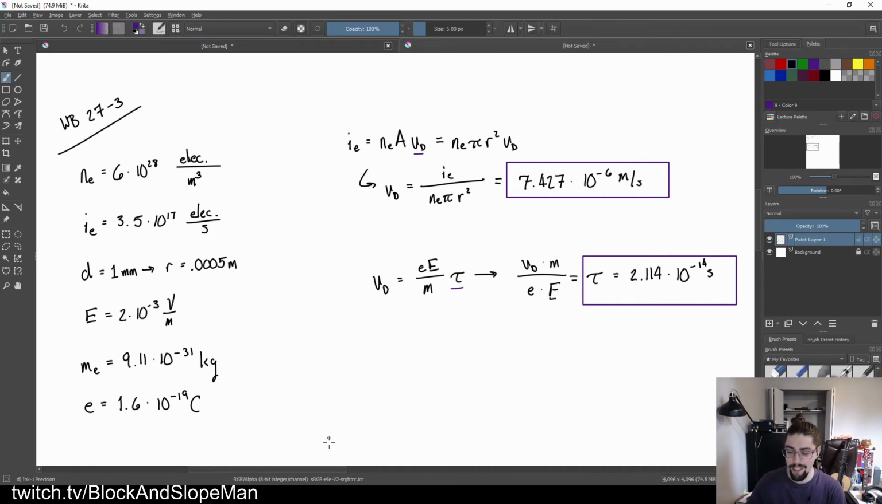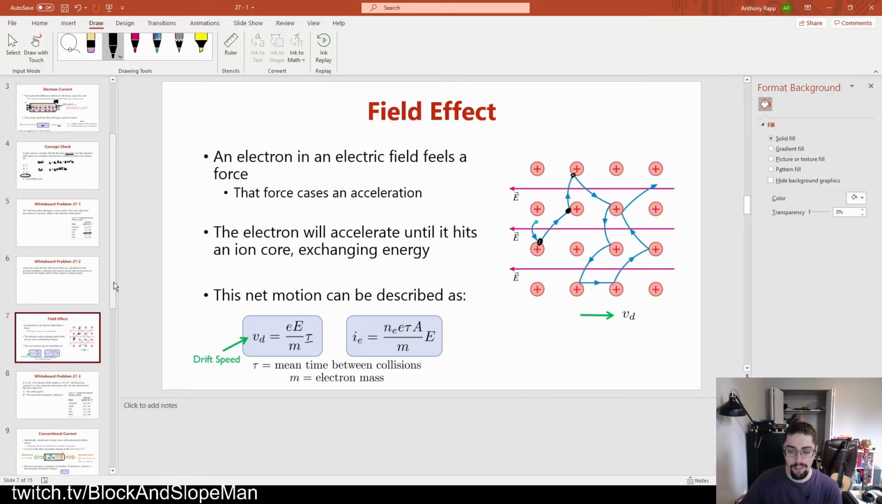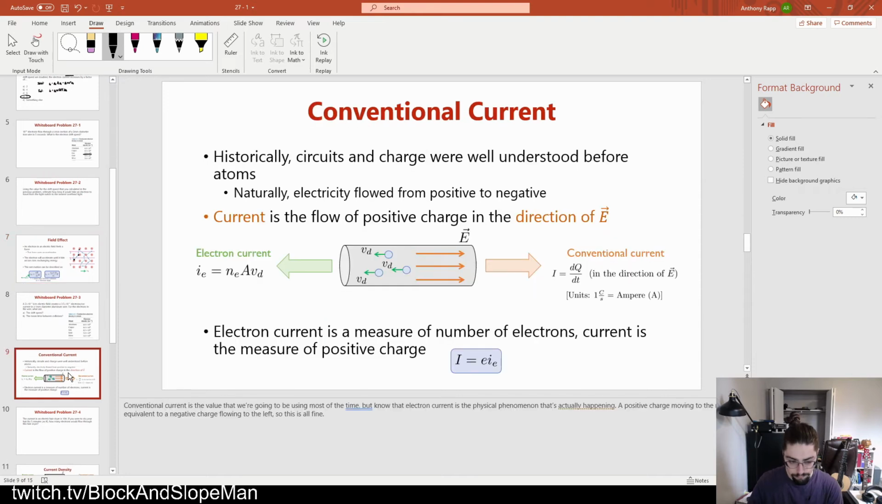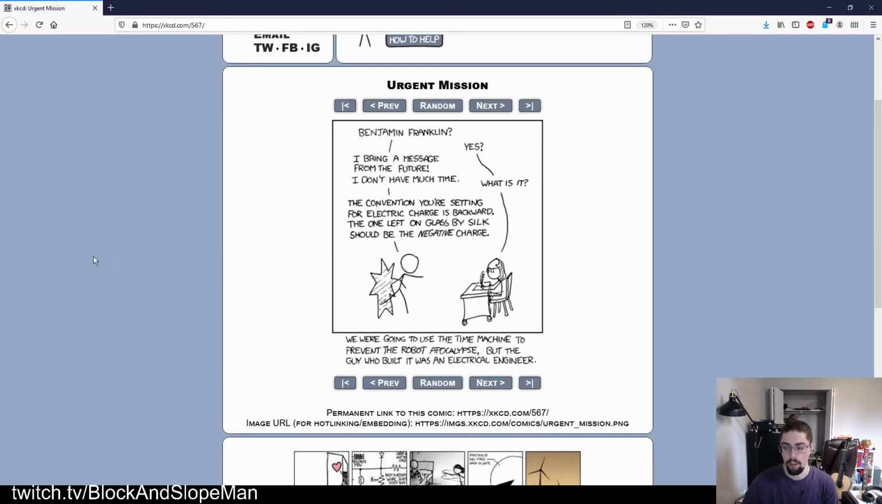Okay. But let's go ahead and keep looking at some new things then. So, conventional current. And I have an XKCD comic to go along with this one, because the rule of the internet is that for any situation, there is always a relevant XKCD comic. I'll give you a second to look at this one. This is actually kind of historically accurate. Benjamin Franklin was a big proponent in getting all of these equations about current set up in the first place.